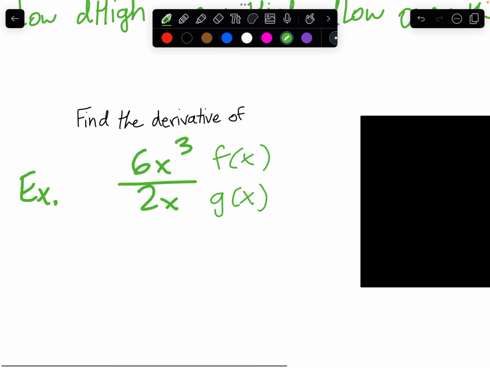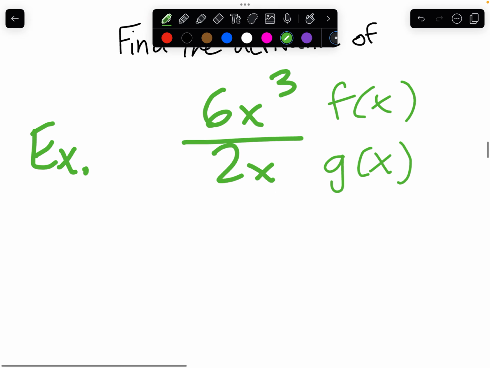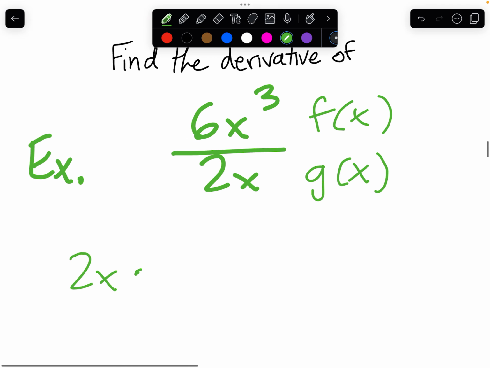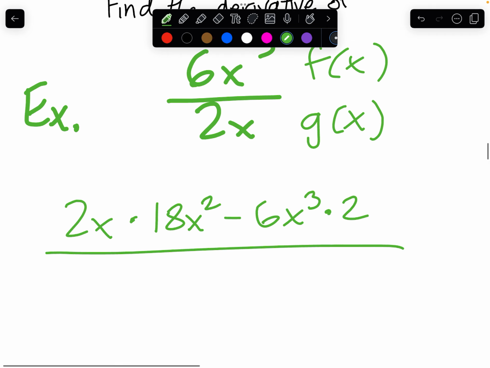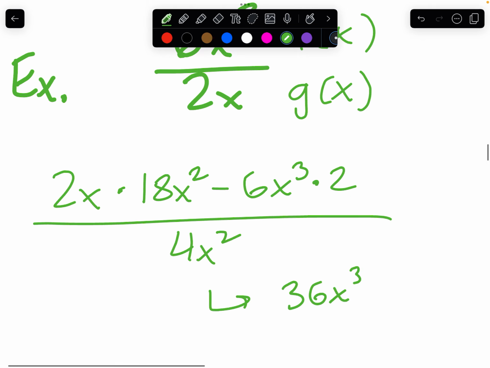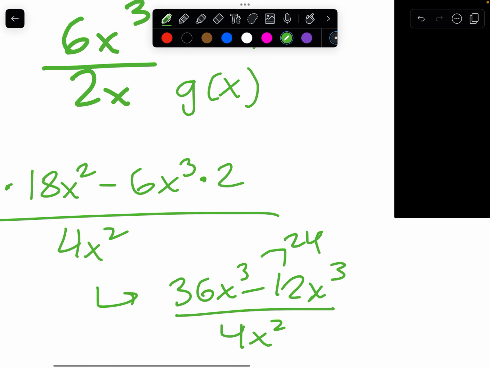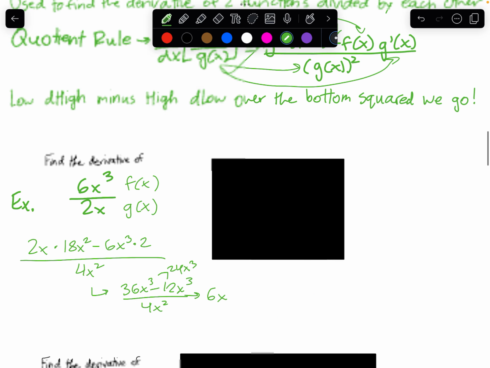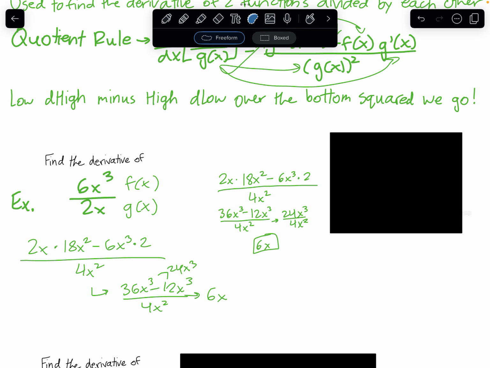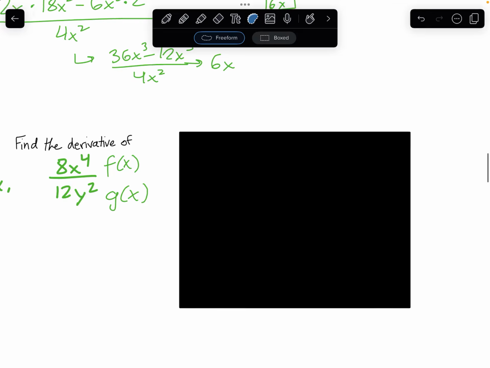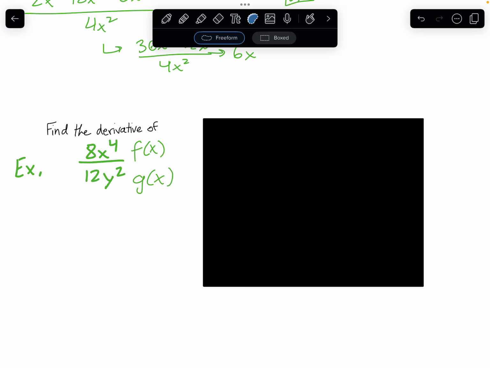Again, you can simplify this one. I'm not going to, because that's not what we're learning. But remember, g of x times the derivative of f of x minus f of x times the derivative of g of x all over g of x squared. When you simplify that, you'll get 36x cubed minus 12x cubed all over 4x squared, and when that's simplified, this is 24x cubed. You'll get 6x, and the answer we get is 6x. So bravo, voila. Now, I'm going to let you do this on your own. Pause the video in 3, 2, 1.